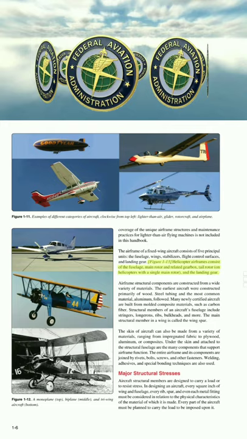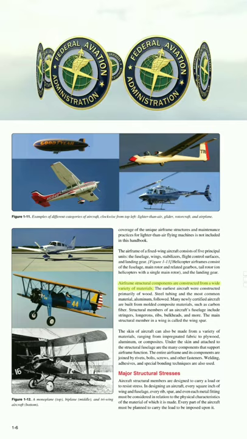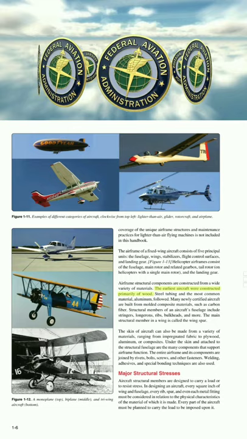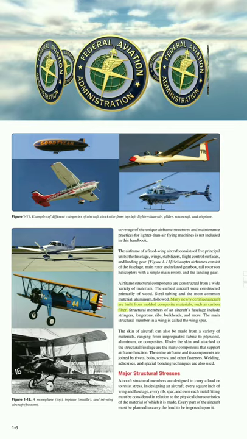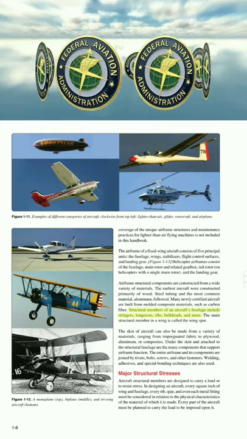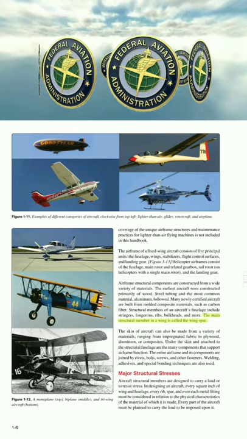Airframe structural components are constructed from a wide variety of materials. The earliest aircraft were constructed primarily of wood, then steel tubing, and aluminum, the most common material, followed. Many newly certified aircraft are built from molded composite materials, such as carbon fiber. Structural members of an aircraft's fuselage include stringers, longerons, ribs, bulkheads, and more. The main structural member in the wing is called the wing spar.